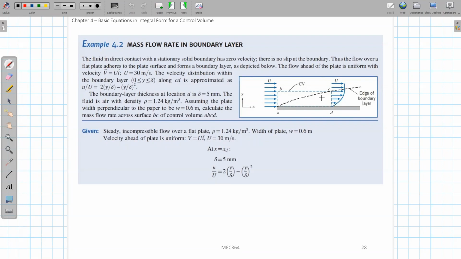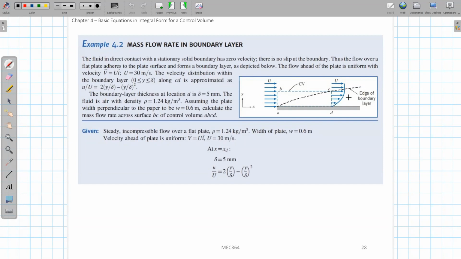And this small region, where you have this velocity gradient, we are calling this region the boundary layer. Inside this boundary layer, for this problem, it gives you what this velocity distribution will be for u as a function of y. This will be your u distribution, and this big U is the free stream U, and u over U will be equal to 2 times y over delta minus y over delta squared.